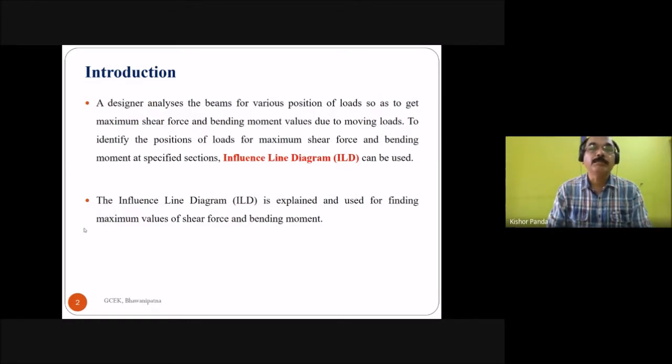To identify the position of loads for maximum shear force and bending moment at the specified sections, the influence line diagram can be used. The influence line diagram is explained and used for finding maximum value of shear force and bending moment.